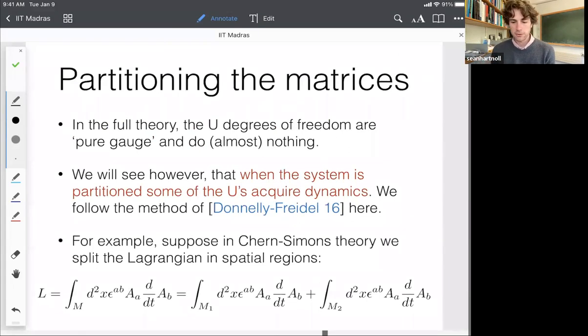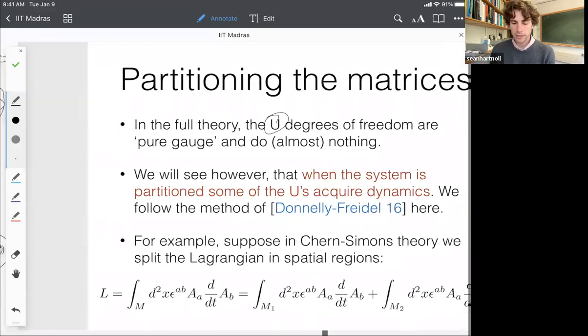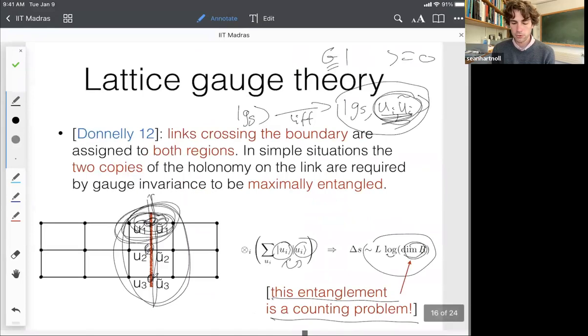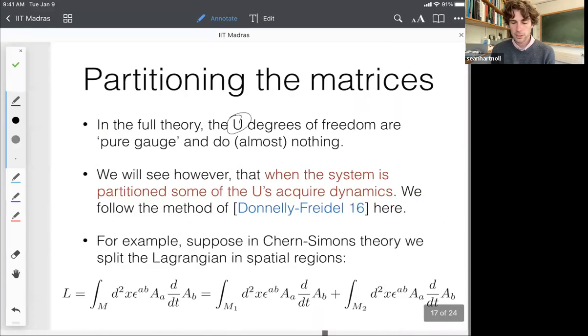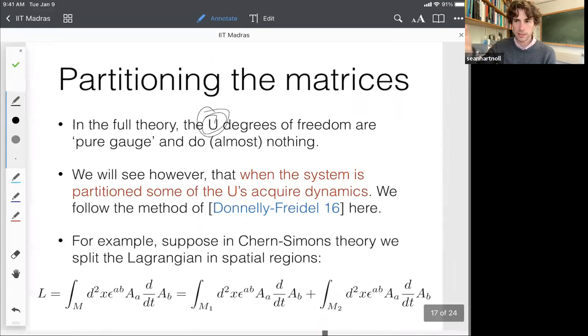So in our case, we have these U matrices that are basically pure gauge in the full theory. But I want to argue that when we partition the system, in the same way that we have to include some pure gauge modes here, we should include some of these SU(N) rotations in our case. To argue how we do it, let me make another analogy with Chern-Simons theory. This is following Donnelly and Friedel. So imagine Chern-Simons theory, in a gauge where I'm going to set A0 to 0.